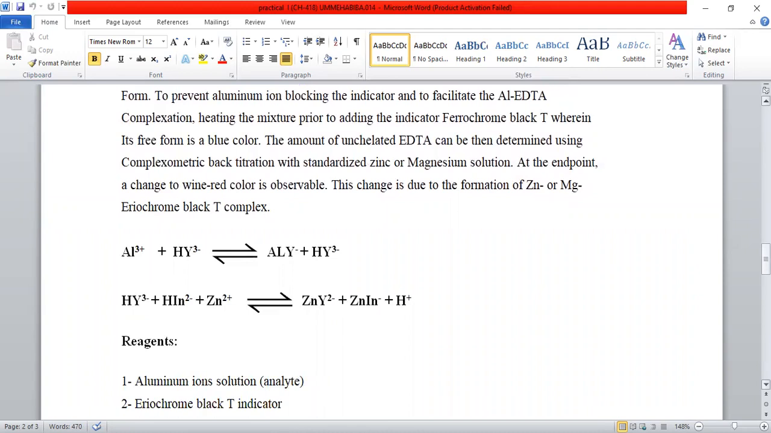And the change, which is observable at the end point, is because of the formation of the zinc or magnesium Eriochrome Black T complex. Now here you can see two equations. First one shows that when analyte reacts with excess amount of EDTA, then metal ion EDTA complex is formed, and there is also unreacted EDTA. Now in the second equation, you can see reactants are unreacted EDTA, free indicator, and titrant, and products which are formed as a result of this equation include metal ion EDTA complex, metal ion indicator complex, and hydrogen ion, which is H positive.